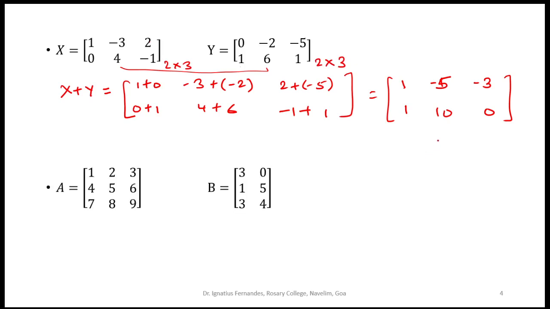If you consider these two matrices, can I add these two matrices? If I have to find out A plus B, now this is a matrix which is of order 3 by 3, whereas this is a matrix which is of order 3 by 2. Now because their dimensions are not same, I cannot really add these two matrices. So A plus B is not valid here. We cannot really add these two matrices.